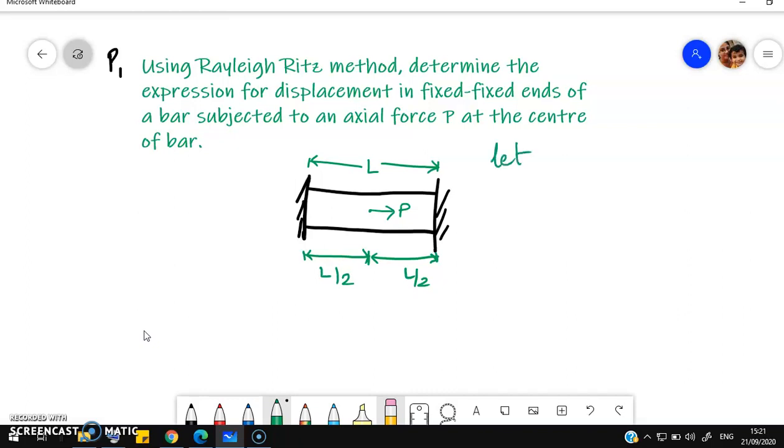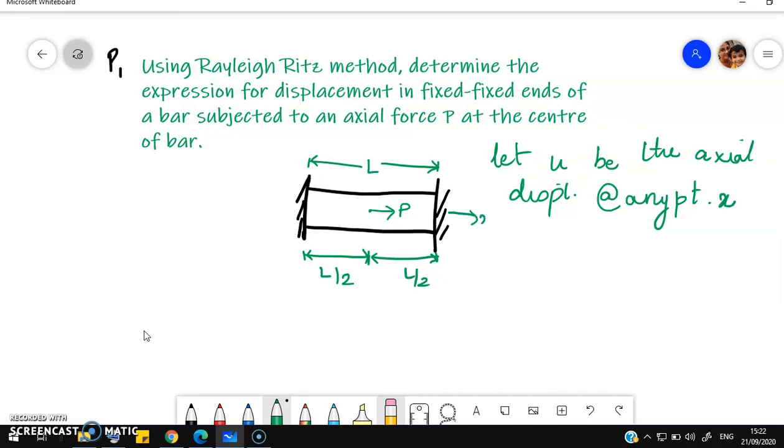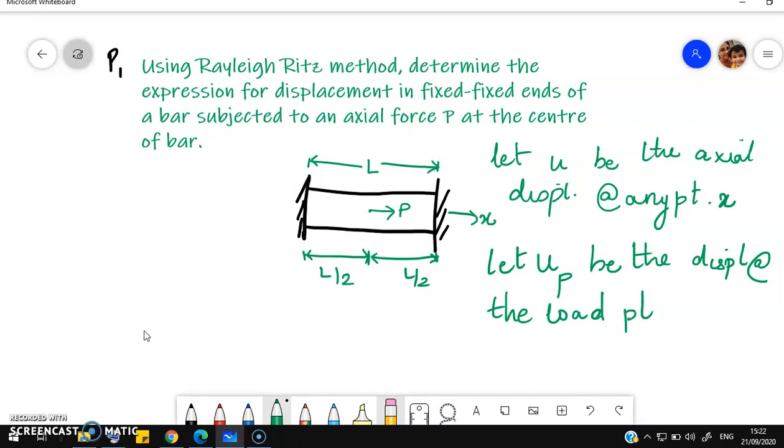So let's begin. Let U be the axial displacement at any point x. Okay, so this is our x direction. So U is the displacement at any point. Let U suffix P be the displacement at the load point. That means at the point where force P is applied, the displacement will be UP.